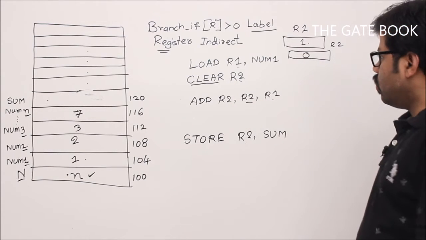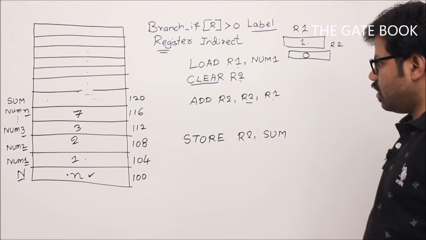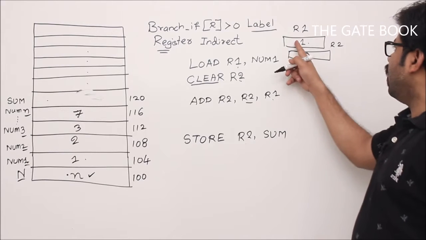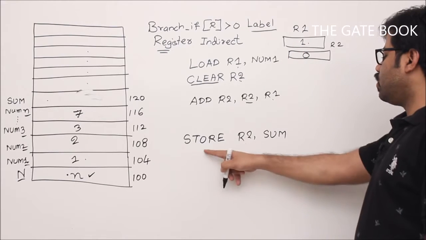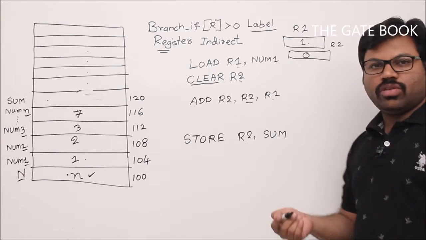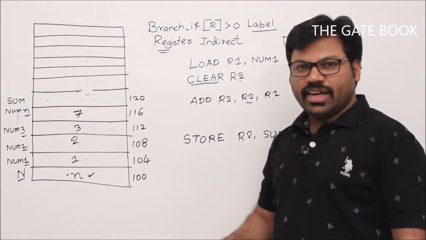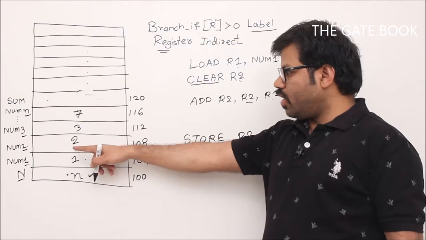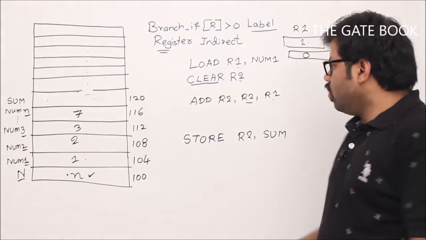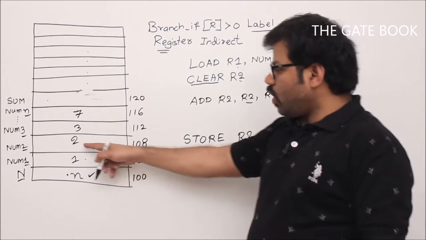Perfect. So sir, why are you doing these many instructions? Directly, why don't you take that R1 value and store R1 in sum? Why this R2? I will tell you, because our goal is not only adding one value, right? We have to add 2, 3, 7. Now, sir, how to add 2 again?